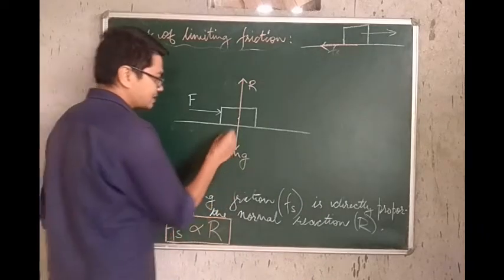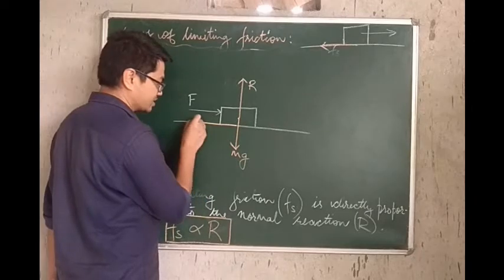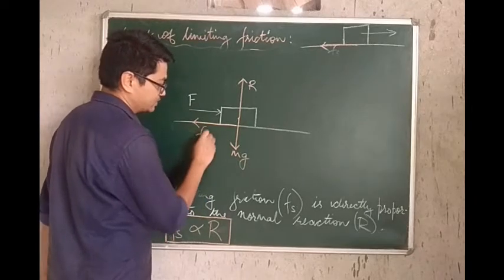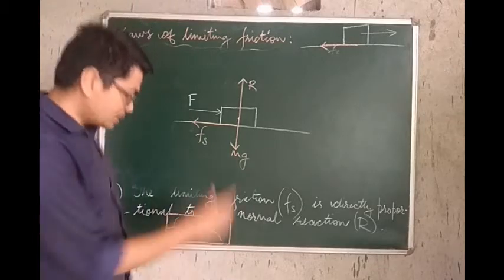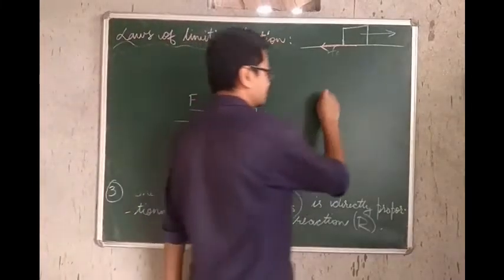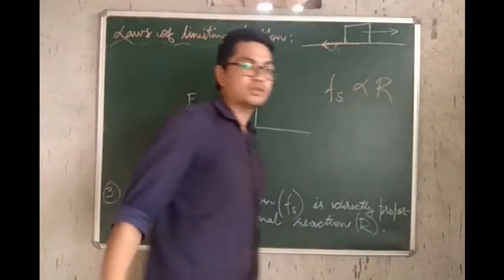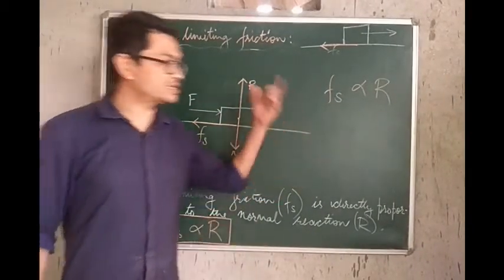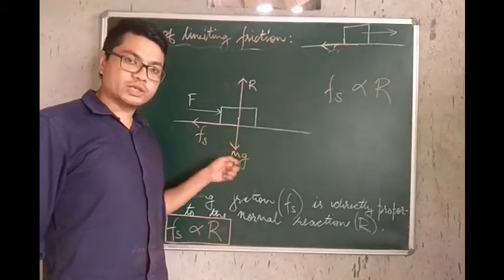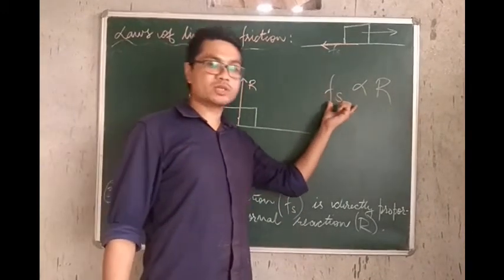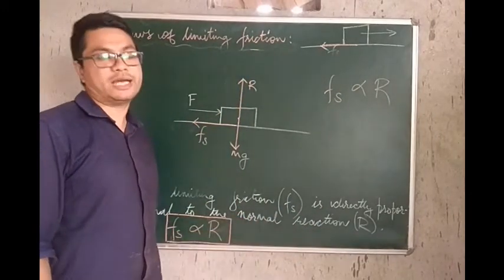What is the other force acting on the body? The other force acting on the body, of course, is our force of limiting friction, since the body is on the verge of movement. So this third law is telling us that the force of limiting friction is directly proportional to the normal reaction. So what does it mean? It means that more is the weight of the body, more will be the force of friction, or more will be the force of limiting friction acting on the body.